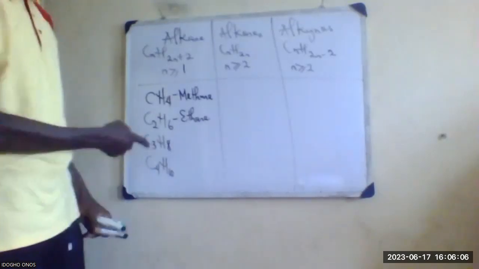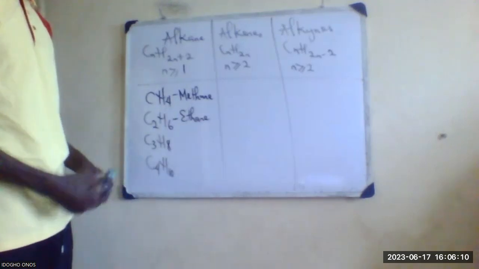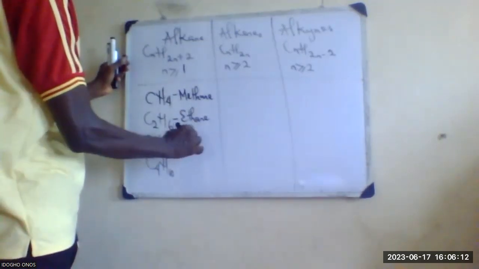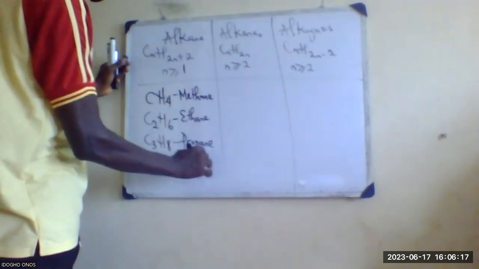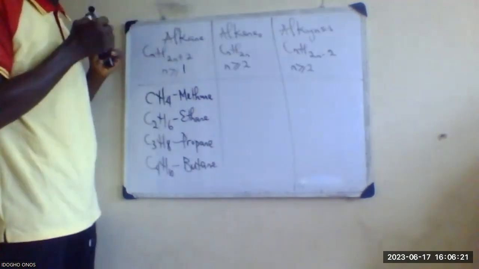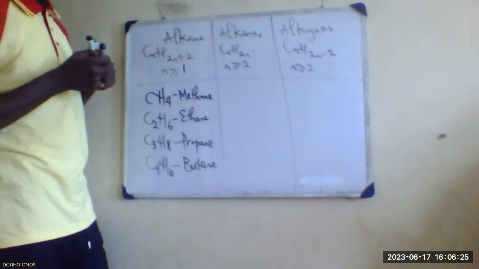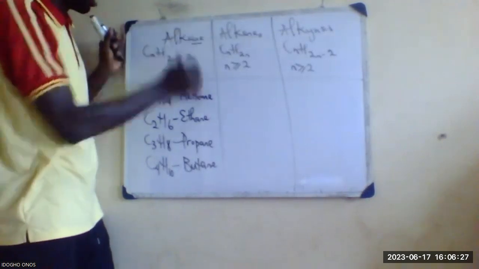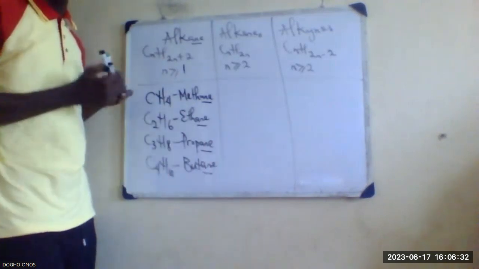The next member will be C5, like that. So this is propane. This is butane. Again, all members of a specific homologous series have the same suffix in terms of their ending. You can see methane, so they all end with ANE, ANE, ANE.